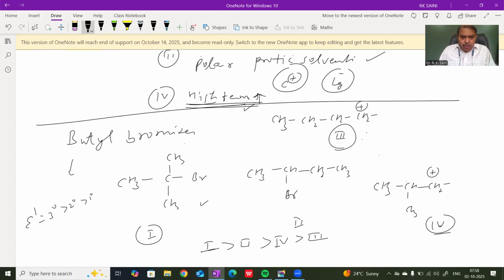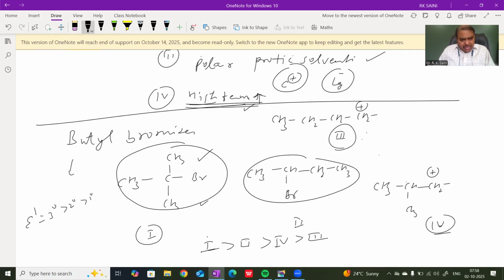It means first of all we check the nature of substrate. This is tertiary, this is secondary, tertiary is more reactive than secondary, and both others are primary. In case of primary, we check rearrangement also, because carbocations are formed by the application of temperature, and at high temperature, carbonium ions immediately show rearrangement and become more stable. Therefore, this is the rate of reaction of butyl bromide toward E1 reaction.